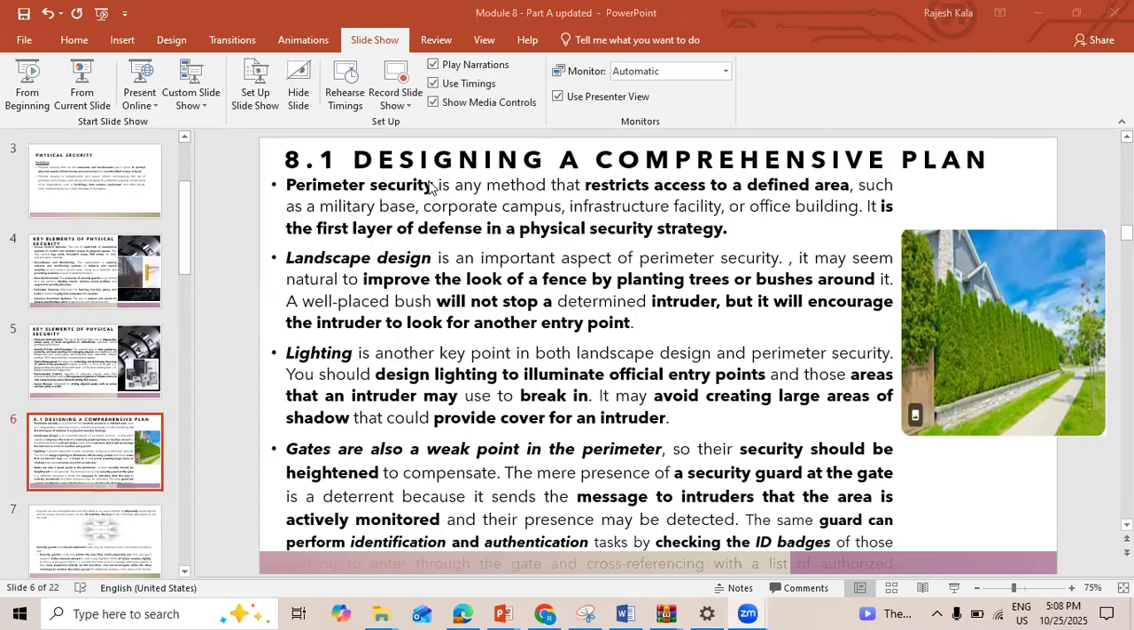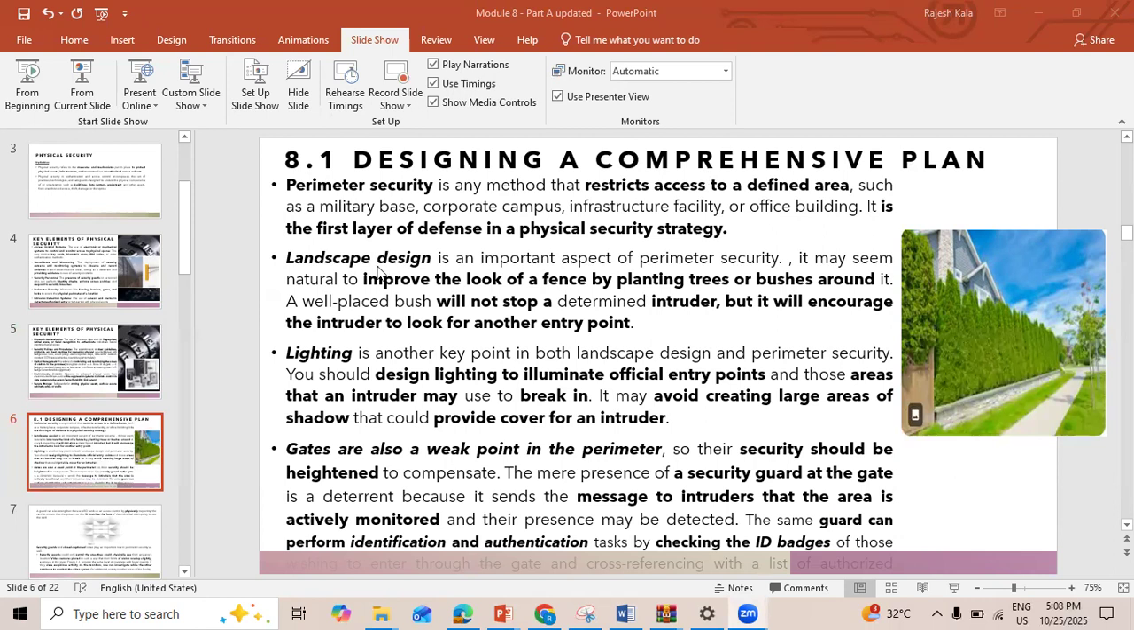Here also, every company will have some restricted area. So we need to set the security for that restricted area. It is the first layer of defense in a physical security strategy. Here we want to make sure that some sensitive areas are restricted. Not everyone is allowed to enter that secure area.